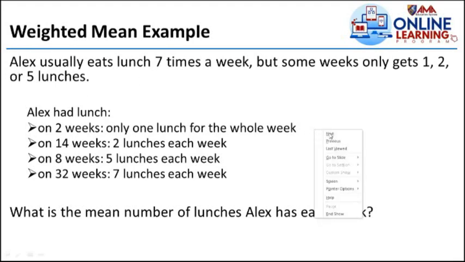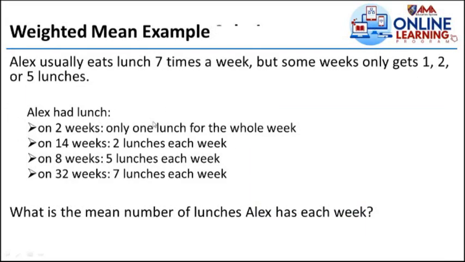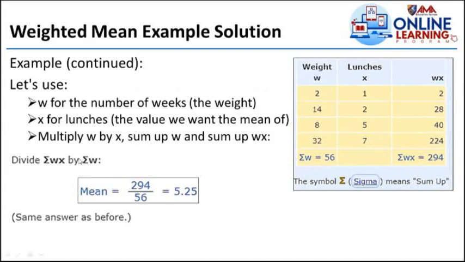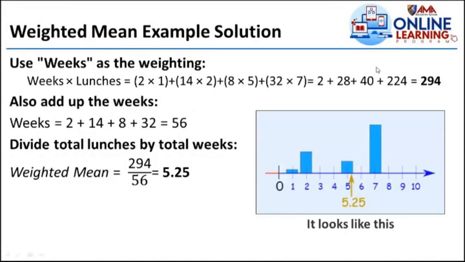So this is now our solution. So use weeks as the weighting, no? So weeks times lunches, so 2 times 1. Ito na siya, no? First week, no? Plus 14 times 2. Okay, ito na siya, no? Plus 8 times 5. No? Then 32 times 7. So we have 2 plus 28 plus 40 plus 224. The answer is 294. Okay?